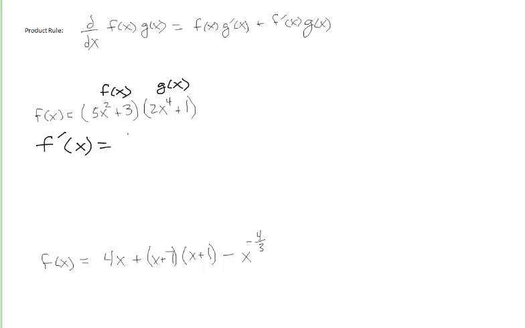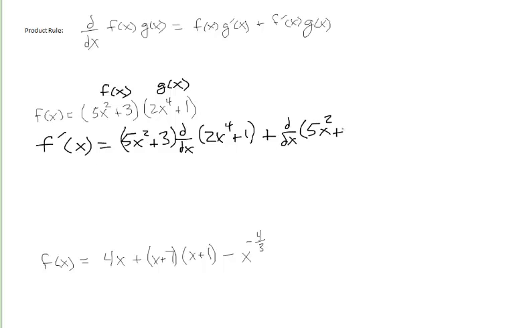So we're going to have f of x, 5x squared plus 3, times g prime of x, or d/dx of 2x to the fourth plus 1, plus f prime of x, so d/dx of 5x squared plus 3, times g of x, which is 2x to the fourth plus 1.